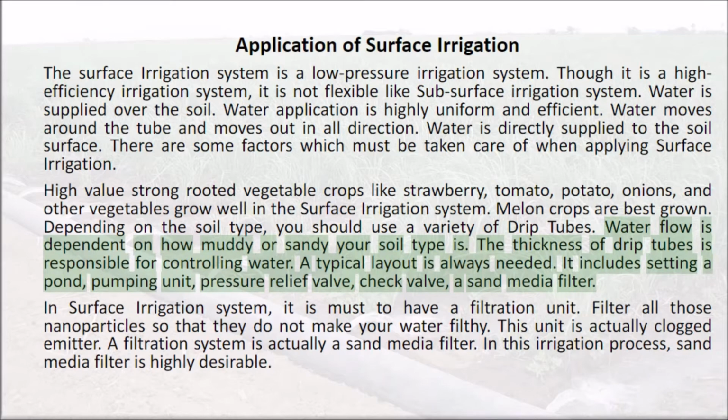A typical layout is always needed. It includes setting up a pond, pumping unit, pressure relief valve, check valve, and a sand media filter. In a surface irrigation system, it is a must to have a filtration unit.